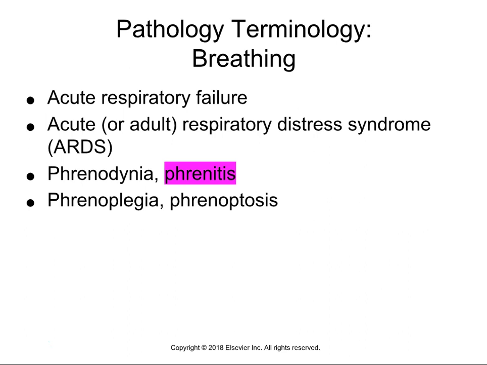Then we have phrenodynia. This is a painful diaphragm. Here you have pain in the diaphragm. Phrenoplegia. This is paralysis of the diaphragm. And phrenoptosis is prolapse or downward displacement of the diaphragm.